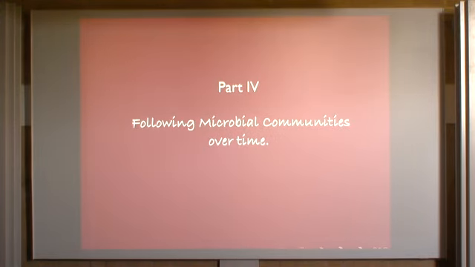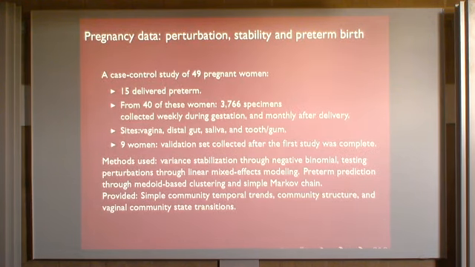The last part, I'm going to talk about an application which I said I was working on, pregnancy. So we're looking at microbial communities over time. This is a case control study of about 49 pregnant women. The original sample was 40 women, and they're measured every week, as soon as they're declared pregnant, and then on until they give birth. Although we looked at the oral and the fecal microbiome, we're going to look at just the vaginal microbiome and see what happens.